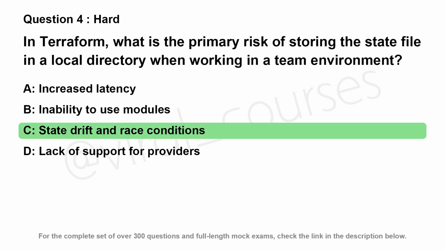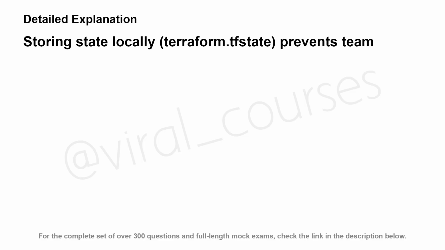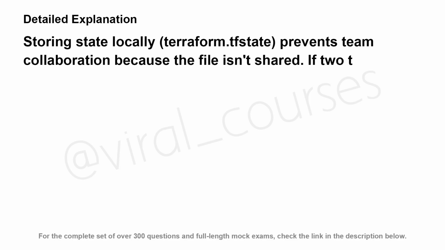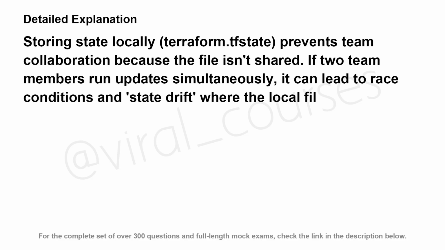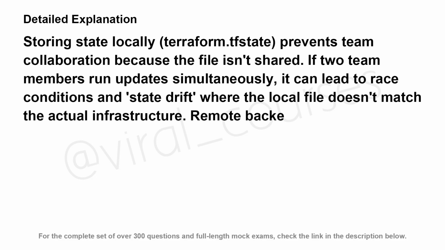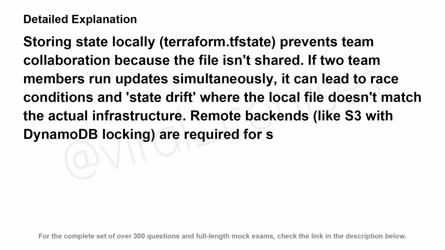The correct answer is C. Storing state locally in Terraform, the tfstate file, prevents team collaboration because the file isn't shared. If 2 team members run updates simultaneously, it can lead to race conditions and state drift, where the local file doesn't match the actual infrastructure. Remote backends, like S3 with DynamoDB locking, are required for secure team workflows.